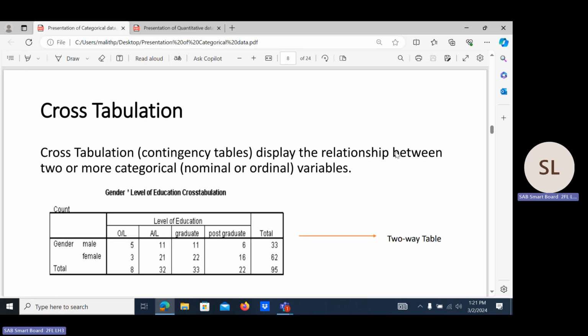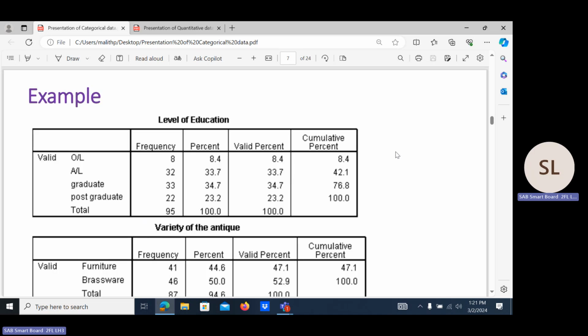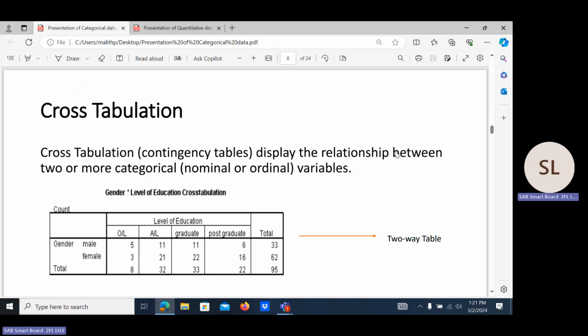Before this, you studied the simple frequency table. Using the frequency table, we can present only one categorical variable. These are the two examples, each representing only one categorical variable. The first one represents the level of education. The second one represents the variety of antiques. Only one categorical variable. Then we move into the cross tabulation.